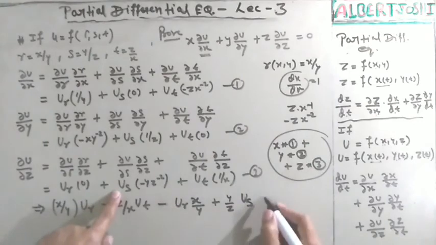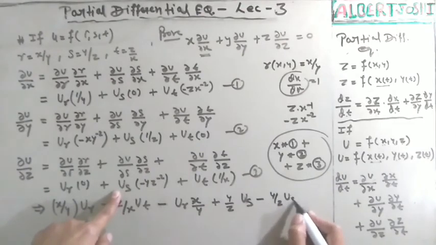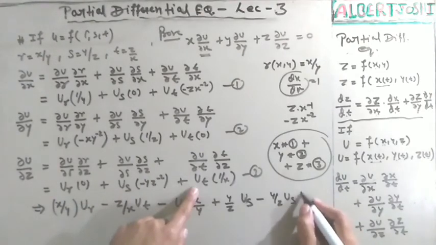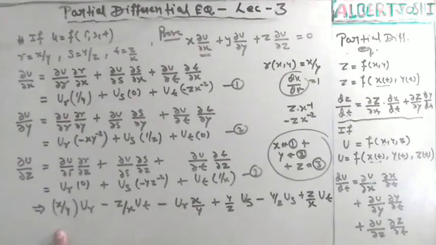You have to multiply by Z, and again it cancels, then you are getting minus Y upon Z U_S. Again you multiply by Z, Z upon X U_T. Now you can see this is U_R, this is U_R, this is X upon Y, this is X upon Y, one minus and one plus, so both cancel. Now this is U_T and this is U_T, Z upon X, Z upon X, this minus and this plus cancel. Now this is U_S, this is U_S, Y upon Z, plus and minus, both cancel.